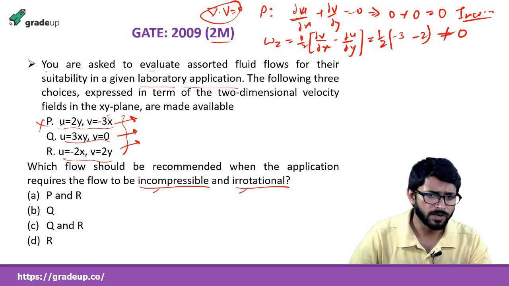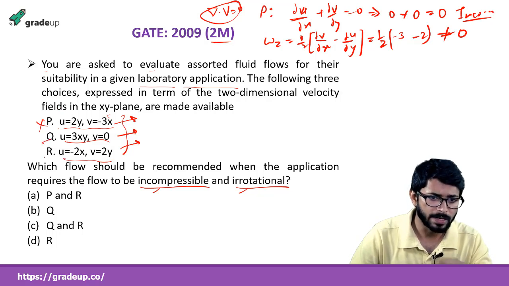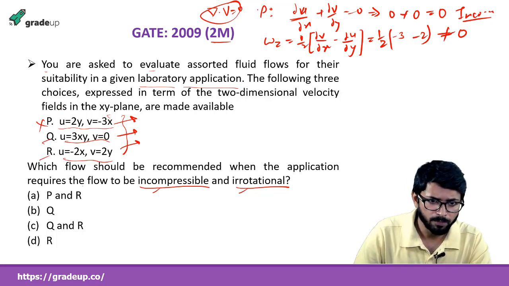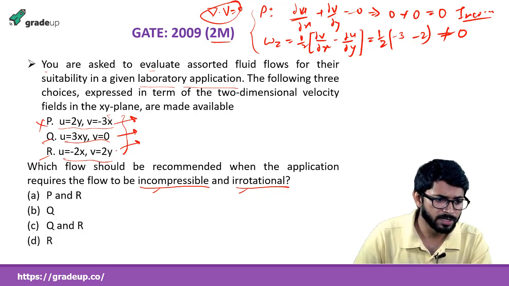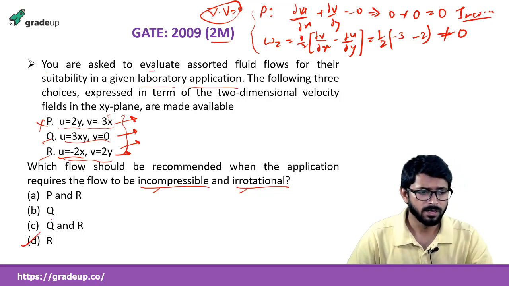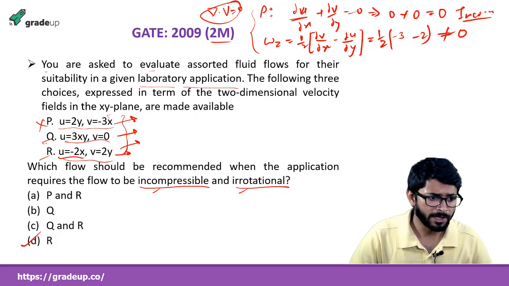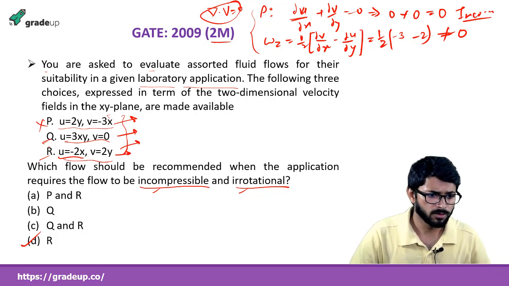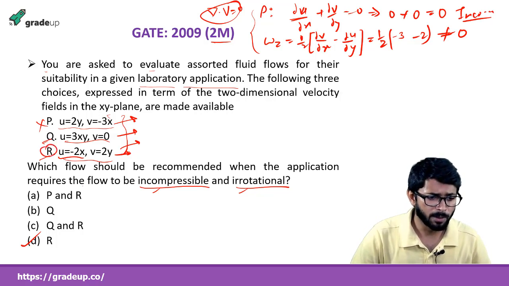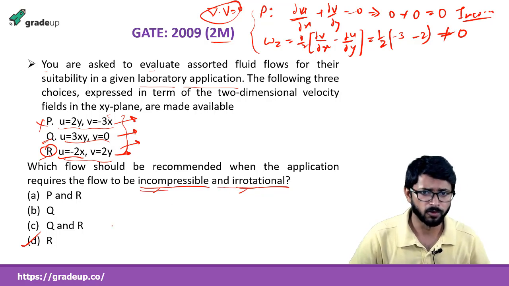Similarly, we have to find in which option both conditions are satisfied. By following the same procedure, we will get that option R, u equal to 2 minus 2x and v equal to 2y, will satisfy both conditions. So option R should be correct. Just try yourself to find out whether Q or R is incompressible or rotational. You will get R as incompressible and irrotational flow.